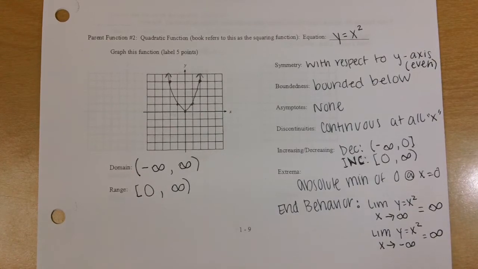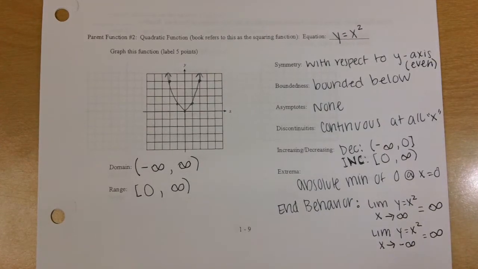Because the x values are infinite, the domain is negative infinity to positive infinity. The range is from 0 to infinity because there are no y values less than 0.